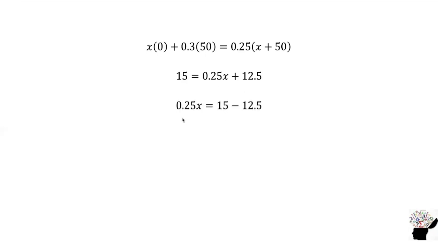So from here, we are going to rearrange the equation. We are going to get 0.25X is equal to 15 minus 12.5. So from here, we can calculate X to be 10 gallons. So it will take 10 gallons of distilled water to mix with the 30% alcohol solution to get a 25% alcohol solution.